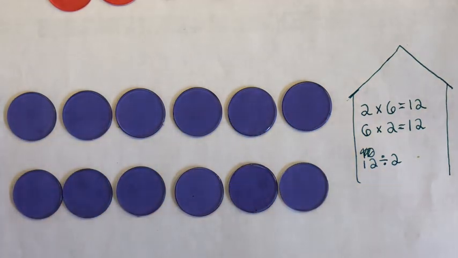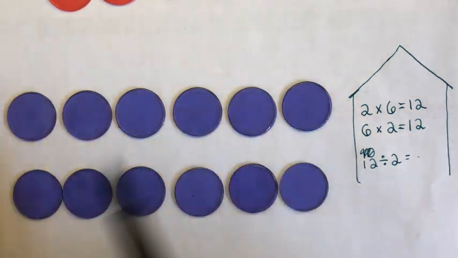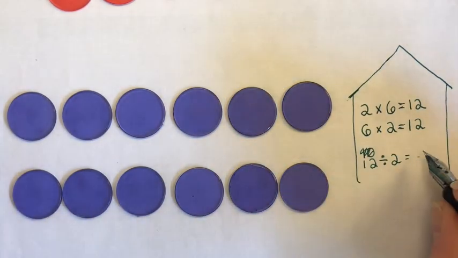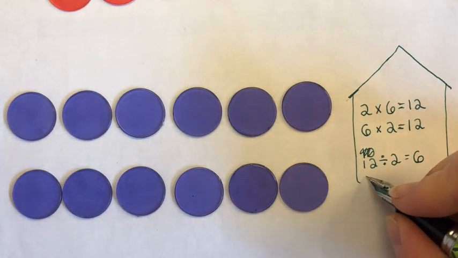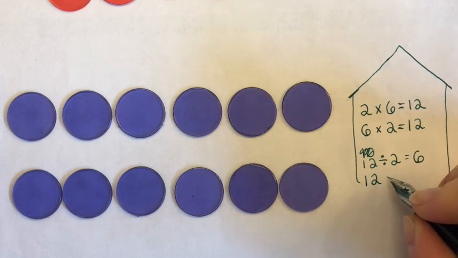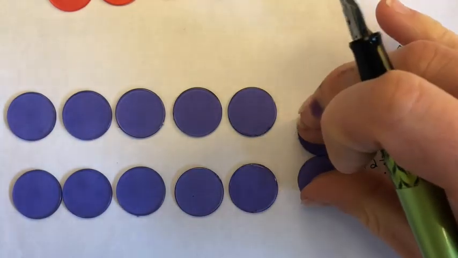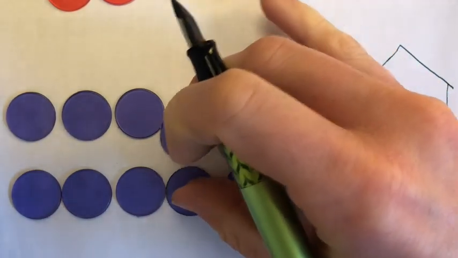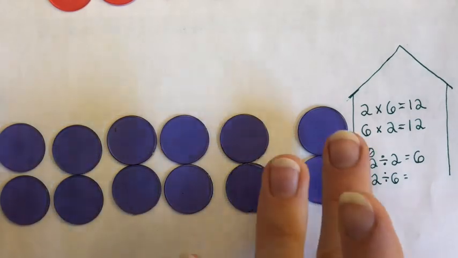I've divided it into 2 equal groups, and I have how many in each group? Let's count. So this is a group and this is a group. Let's count how many are in each group. 1, 2, 3, 4, 5, 6. And the groups are equal, so I don't have to count both of them. Okay? Now I'm going to take my total of all my counters in this fact family, and I'm going to break them into 6 equal groups. So 12 divided into 6 equal groups. So let's count it. 1, 2, 3, 4, 5, 6.